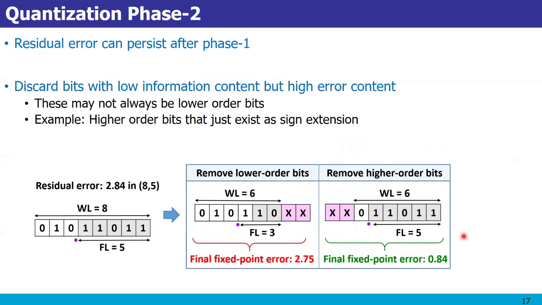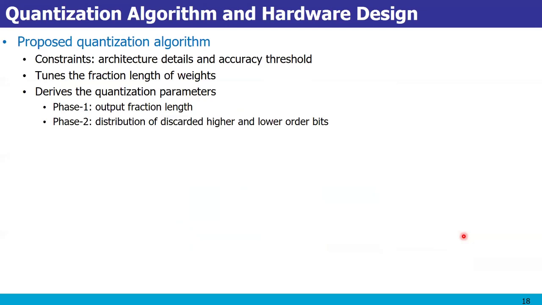So we understood phase 1 and phase 2. Now, the question is how to decide these various parameters, the fraction lengths and how many higher order bits or lower order bits to remove in the final outcome. For that, we'll propose an algorithm. I'll just give a short summary of the algorithm and the hardware design to implement it on chip. Both aspects will be covered on this slide. As an algorithm, we start with the constraints, which are basically what kind of architecture you have, what the bit sizes are, what the converter sizes are, how the data is flowing, and so on. And you have a threshold of accuracy: at hardware, I want a minimum amount of accuracy of this level.